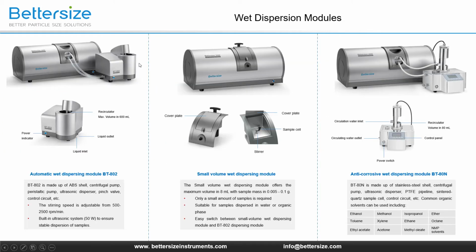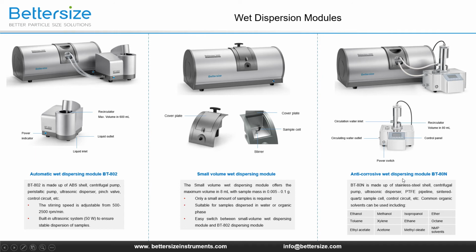Wet dispersion modules of the Betasizer 2600 include the BT802, the small volume wet module, and BT80N. BT802 automatic dispersion module is designed for particle size measurements using water as the dispersion medium. It has user-adjustable stirring speed and a built-in ultrasonic system to prevent sample agglomerates. The small volume wet dispersing module is designed for valuable or small volume samples, where the medium is organic solvent or water. It offers a maximum volume of 8 ml.